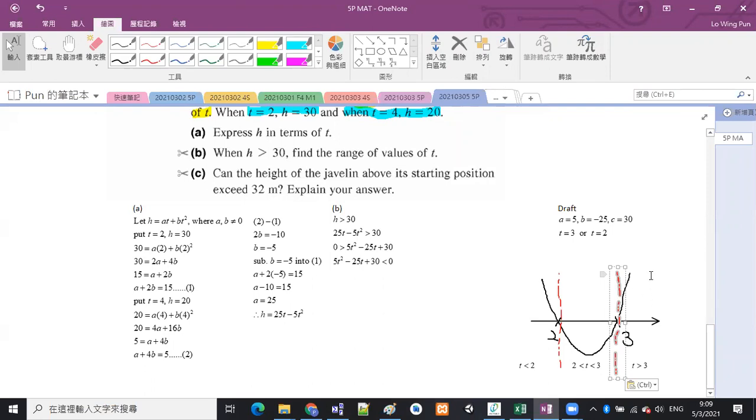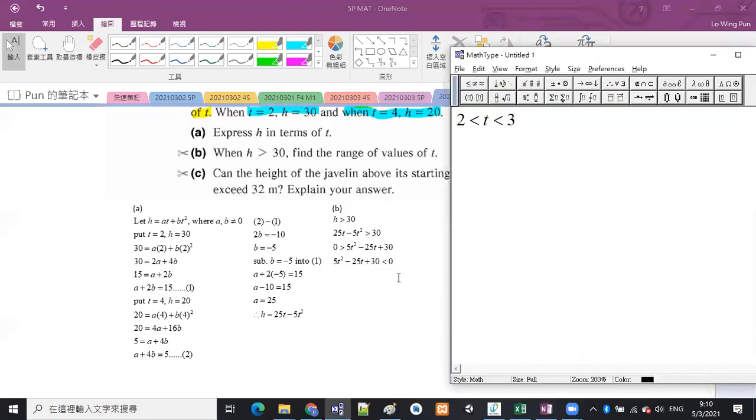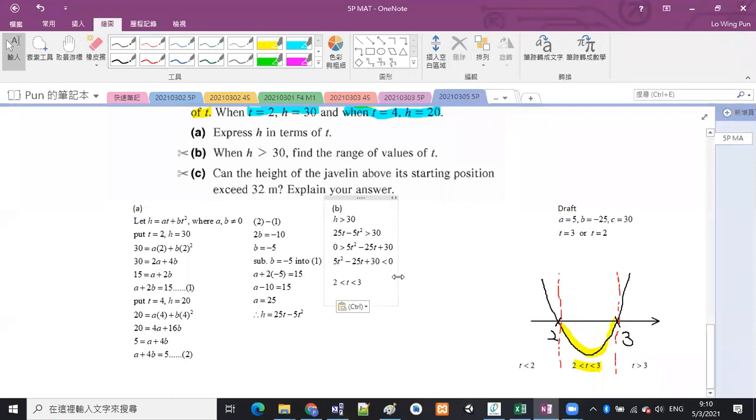And which part are we going to choose in this question? We have to go back to the inequality, okay? This time we want 5t squared minus 25t plus 30 to be less than 0. Less than 0 means the part below the x-axis, okay? Which means that I need to choose this part. This part is below the x-axis, right? And then I have to answer this inequality. 2 is less than t is less than 3. Okay, therefore, 2 less than t less than 3. That is the answer of part B.